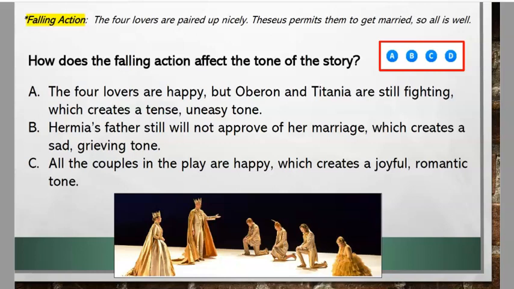A, the four lovers are happy, but Oberon and Titania are still fighting, which creates a tense, uneasy tone. B, Hermia's father still will not approve of her marriage, which creates a sad, grieving tone. Or C, all the couples in the play are happy, which creates a joyful, romantic tone.